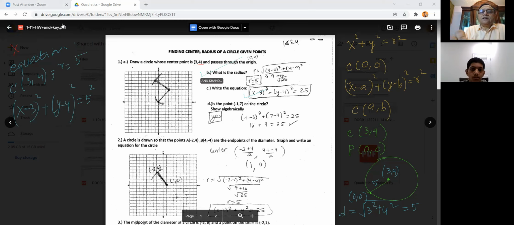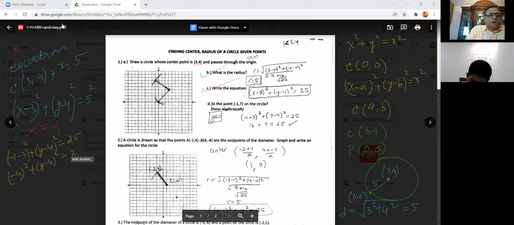So we found the radius. Radius was 5 for us. Write the equation. We did that. Now, part D: is the point minus 1, 7 on the circle? Show algebraically. So basically, substitute minus 1 and check if you get y value as 7 or not. Is it okay? Okay. So if I have x equals minus 1, what do I get? We have minus 1 minus 3 whole square plus y minus 4 whole square equals 25, right? Yeah. So that is minus 4 square, which is 16.